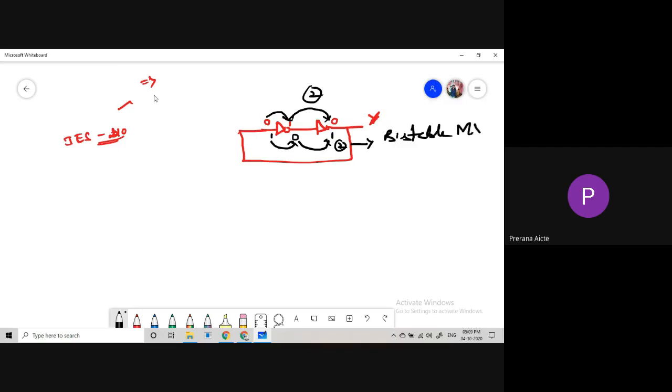Bistable multivibrator. What is the meaning of bi? 2. So that's why we are calling it bistable multivibrator. Vibrations: 0, 1, 0, 1.